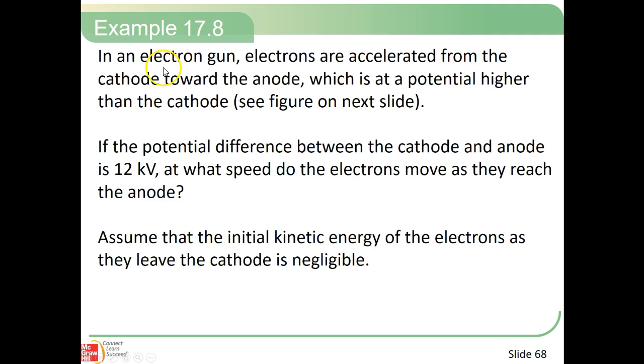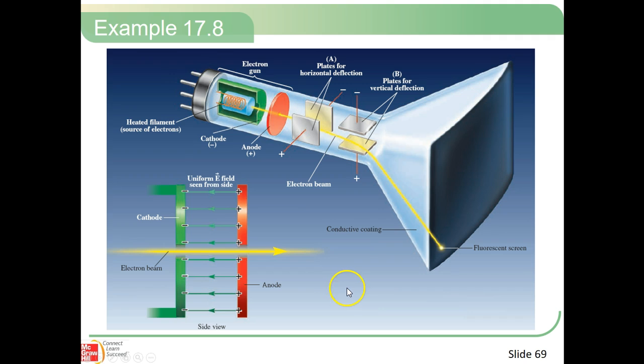Here we've got an electron gun. Electrons are accelerated from the cathode towards the anode, which is at a higher potential than the cathode. If the potential difference between the two is 12,000 volts, what speed do the electrons move at as they reach the anode? We're going to assume that the initial kinetic energy of the electrons as they leave is really small, almost 0.